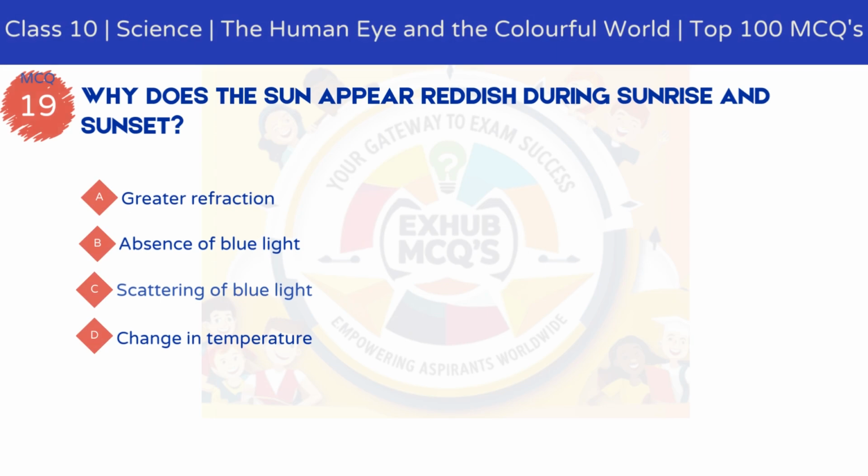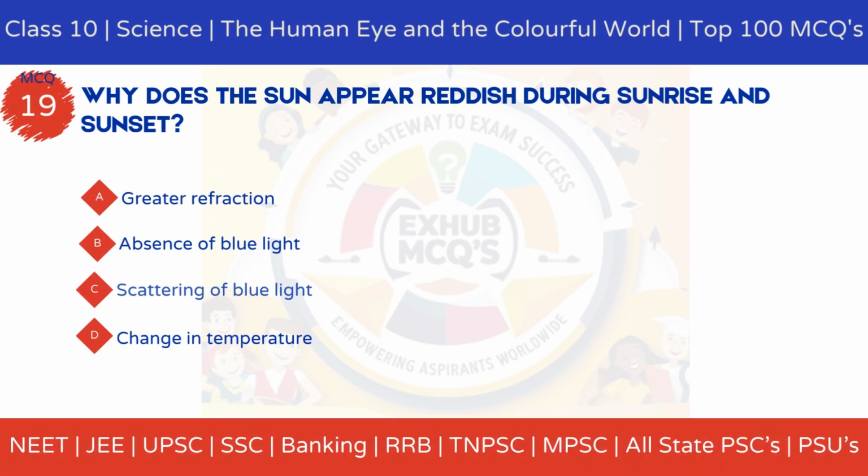MCQ 19. Why does the sun appear reddish during sunrise and sunset? Option A, greater refraction. Option B, absence of blue light. Option C, scattering of blue light. Option D, change in temperature.